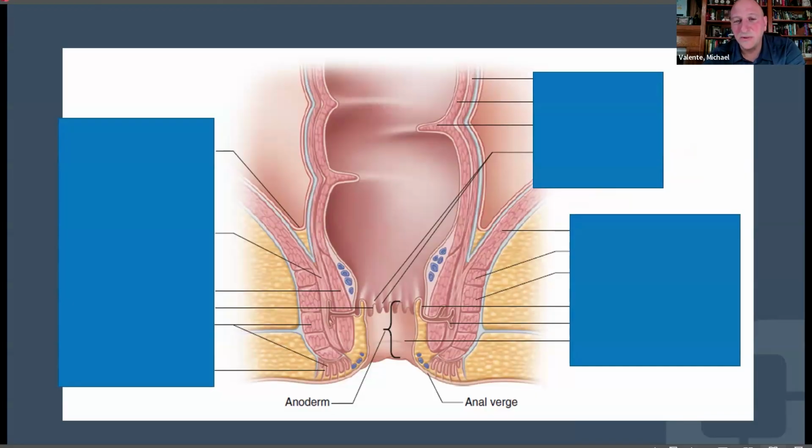I know it's great to do robotic TME surgery and all these fancy things, but this picture right here is what sets us apart. And understanding how it works and when it doesn't work and why it doesn't work and how do we fix it. That's why we're here today.